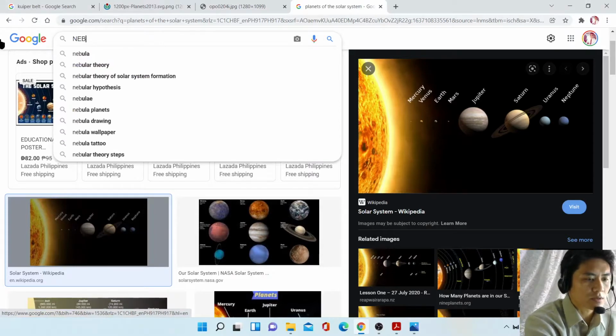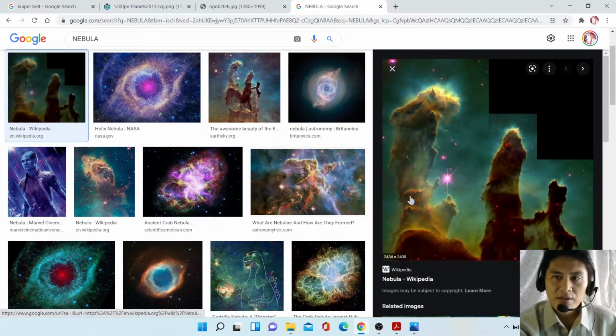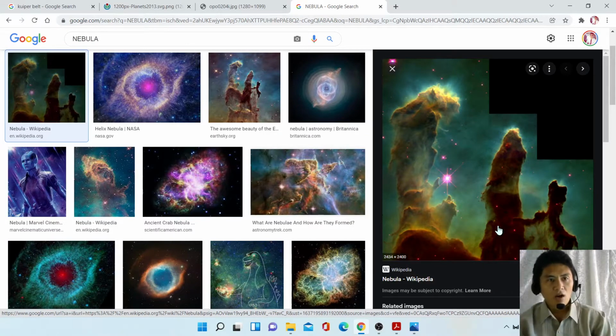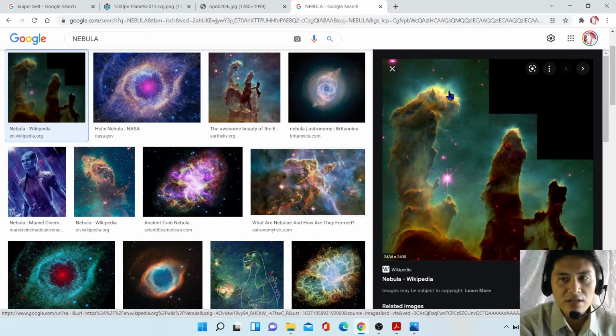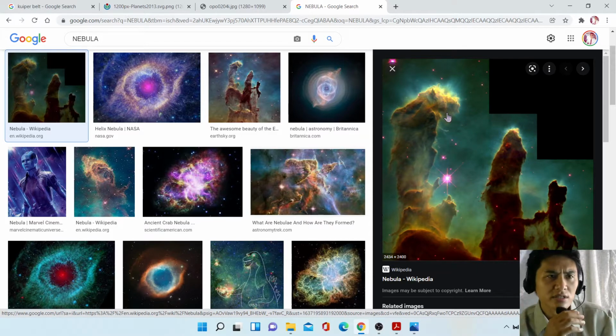So if I just search Nebula, I hope I won't get Nebula from the Avengers, but yeah, I get one. So if you look at this, those are towering clouds of dust. These are not stars. These are just dust particles that are in space. Obviously, they are very massive. They are not like the clouds that we see in the sky, but these clouds, or nebula structures, span light years across.